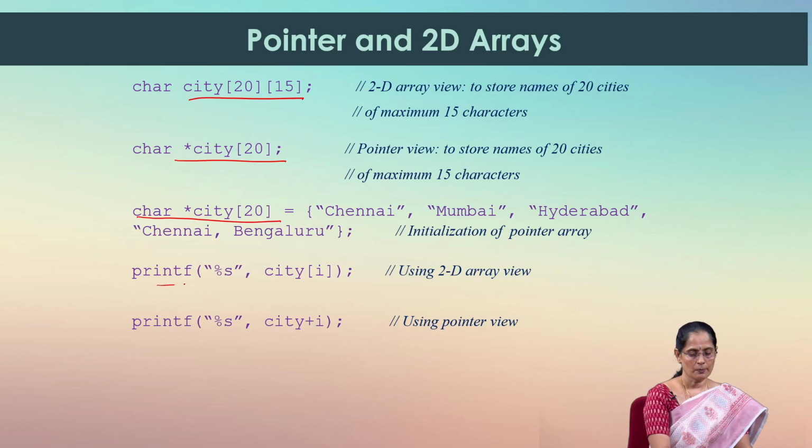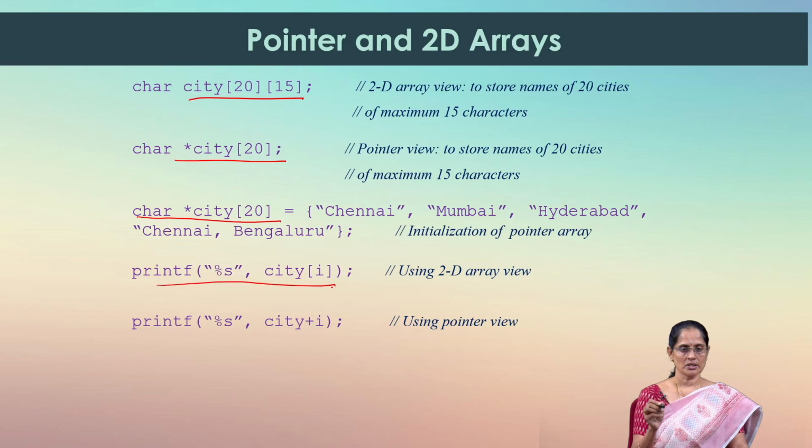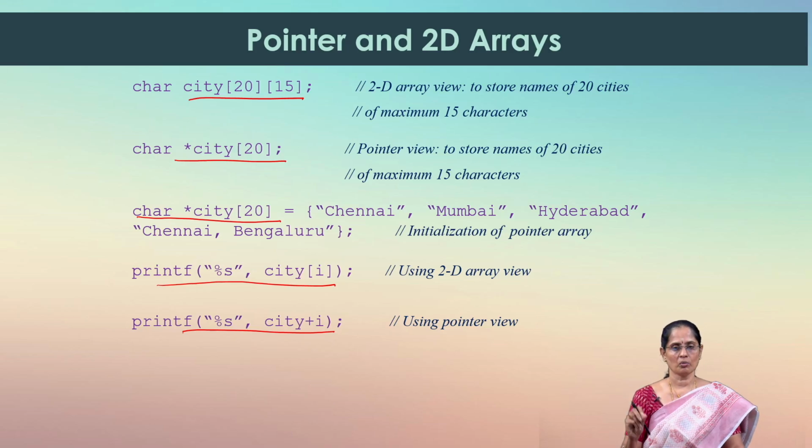I am using the format string %s and we can display simply city of i, or we can even make use of the pointer, I mean the address of city plus i, which indicates the index you want to display. So, the next strings will be accessed through the index i.